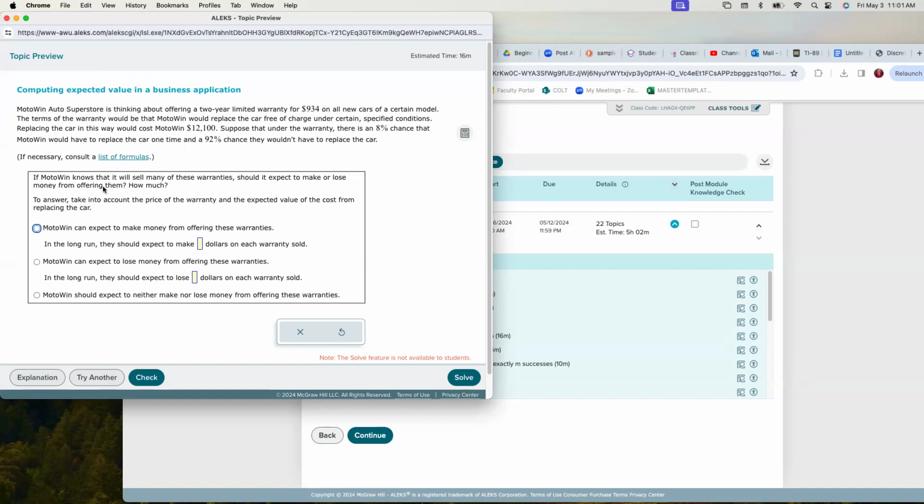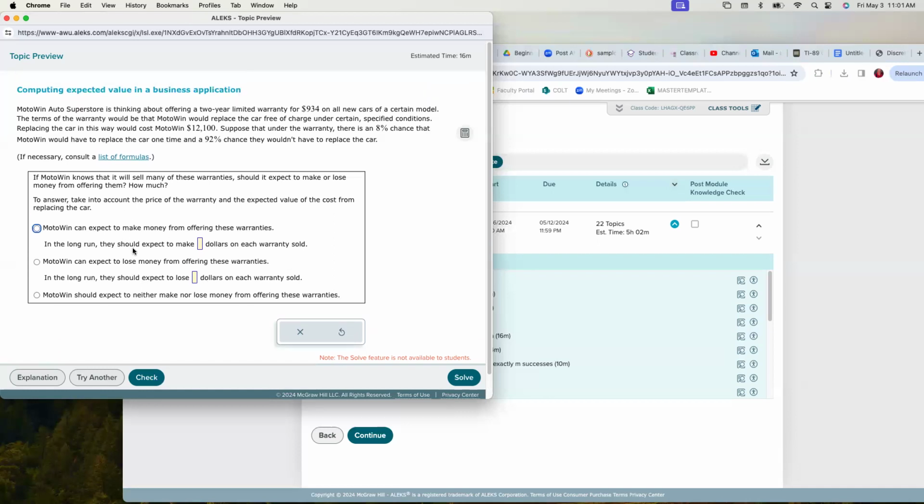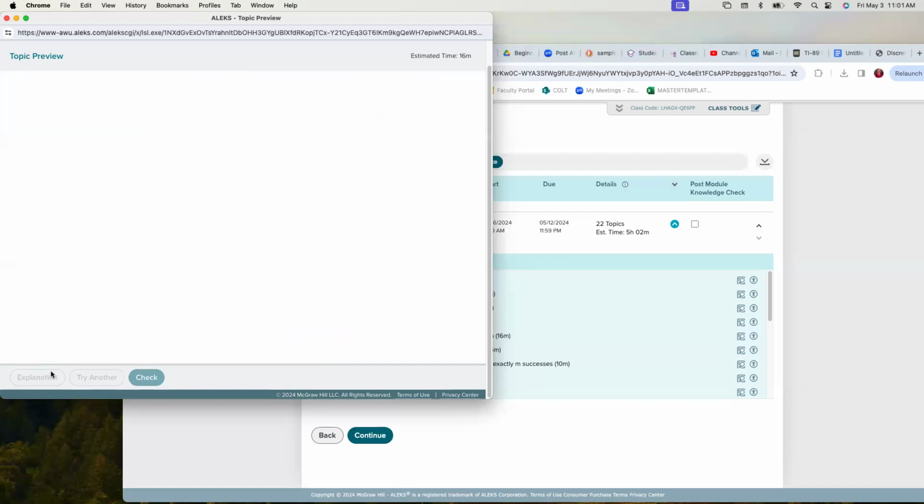What they want here is, if the company knows it'll sell many of these warranties, what's the expected value? All we need to do is take each of the values of the random variable and multiply it by the associated probabilities, which are just 2 of those, and that's going to give us that value. We have a series of responses to choose from here, so I'm just going to jump in to show you this, because it's really a fairly simple explanation.